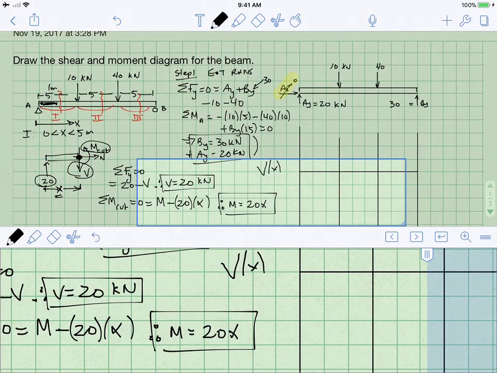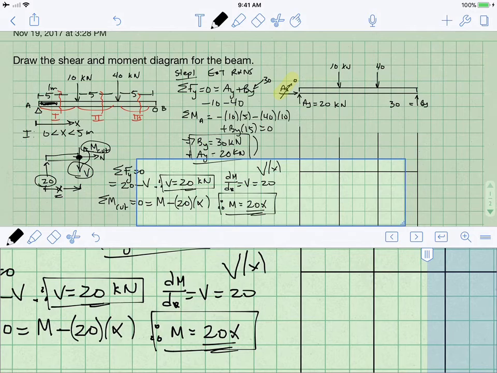So let's do a quick check. dM/dx should equal shear, right? And so we can take dM/dx, and we see that we get a value of 20, and that matches what we found, and so things look pretty good. So we are now in a position to be able to plot these.